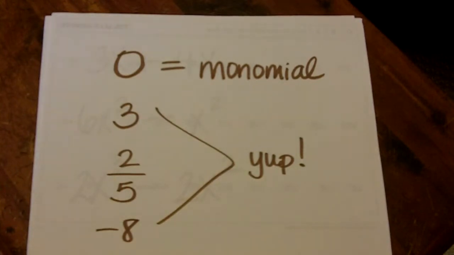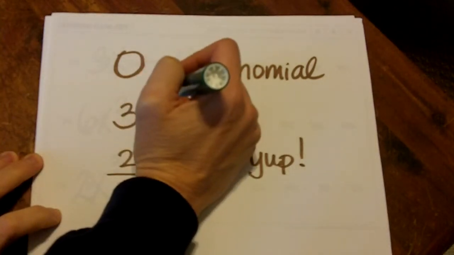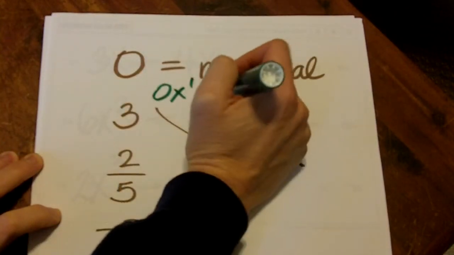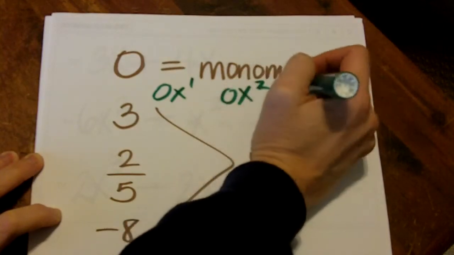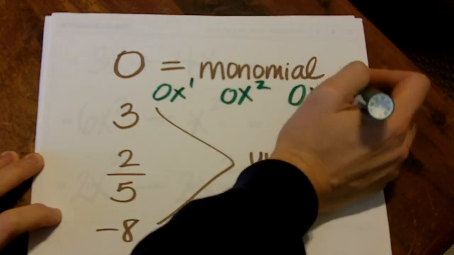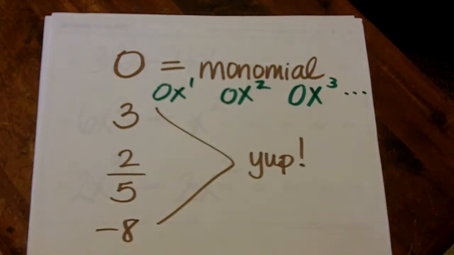Now, 0 is also considered a monomial, and you're going to have to bear with me here. But 0 is considered a monomial because it could equal 0x to the 1, or it could even be 0x to the 2, or 0x to the 3, and so on. It could be nearly anything, right? Because when we see 0, it's still going to equal 0 no matter what x is to what degree. So, however, we don't consider 0 as having a specific degree because it could be anything, as we've just demonstrated.